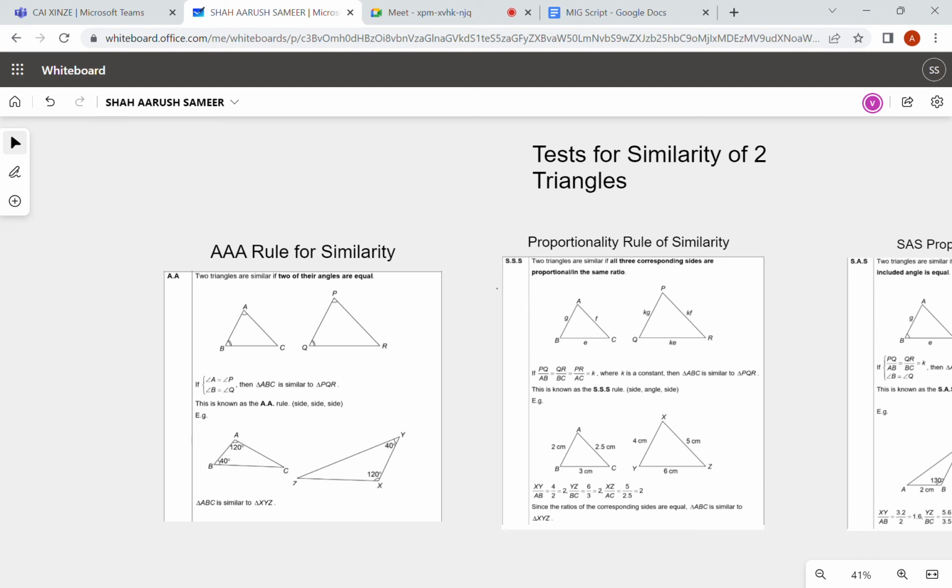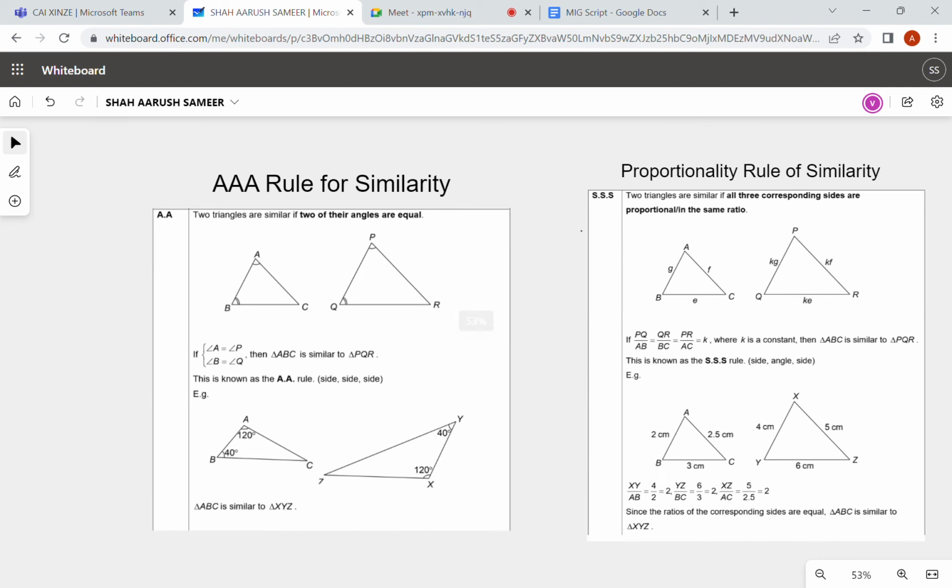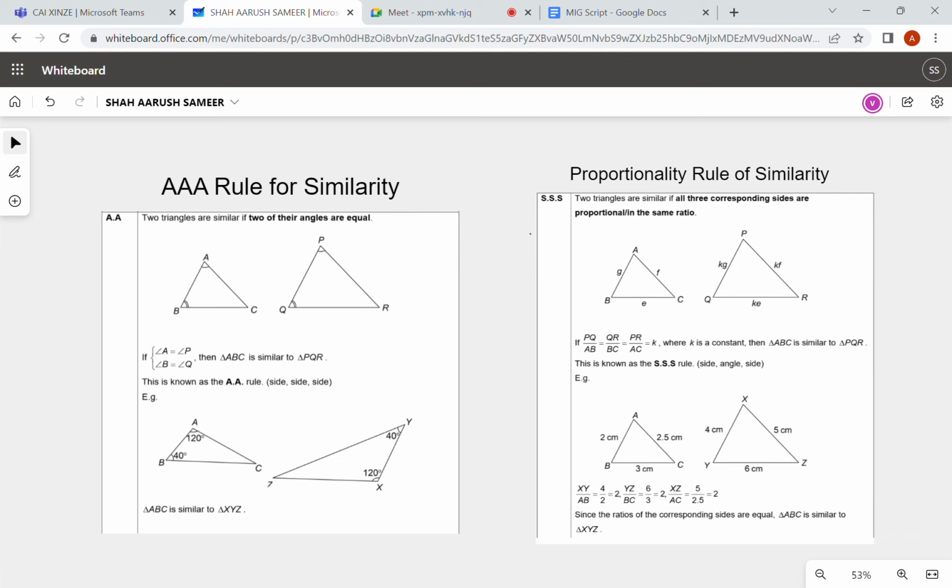As you can see here, two triangles are similar if two of their angles are equal. So in the diagram, if angle A is equal to angle P and angle B is equal to angle Q, then triangle ABC is similar to triangle PQR. Similarity means that it's scaled by a factor, which means that all the angles of the two triangles are the same, but each of the sides vary with the corresponding sides by the same factor. So this first rule is known as the AA rule.